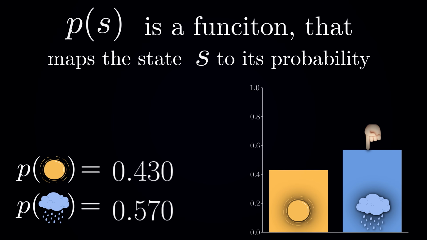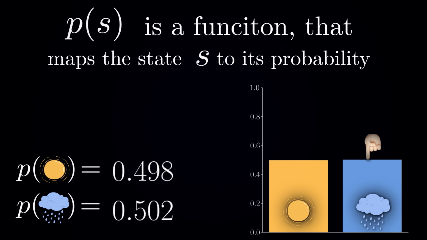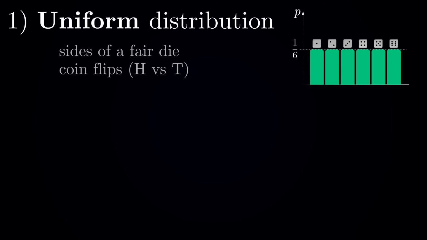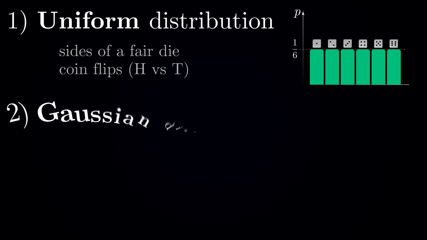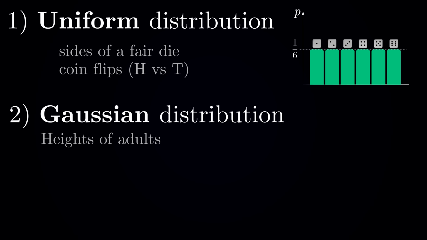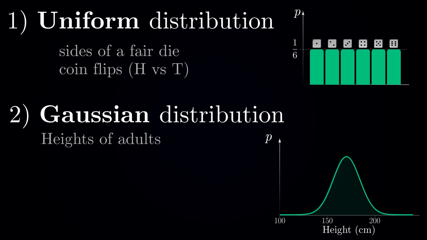Here are a few examples of probability distributions. For a fair die, the distribution is uniform, each side has a probability of 1/6. The distribution of heights of adults in a population follows the famous bell-shaped Gaussian distribution. There is a technical detail here.